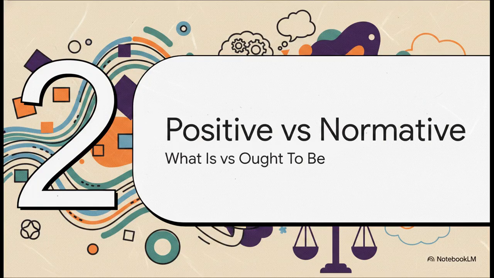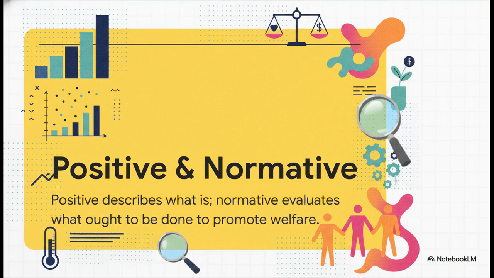Moving right along to Section 2, positive versus normative science, or what is versus what ought to be. So let's break this down. Positive economics is your raw data. It's the what is, with absolutely zero judgments attached. It's purely factual analysis based on available evidence. Normative economics, on the other hand, is your moral compass. It's evaluating what ought to be done.